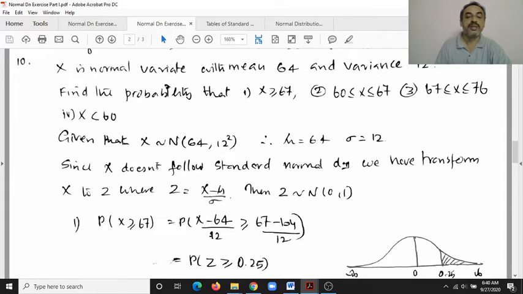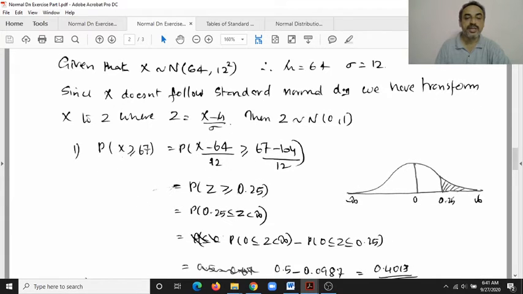Here x has a normal distribution, not standard normal, with mean 64 and variance 12 square. Now the first one is x greater than or equal to 67. Here also, first of all, we transform x to standard normal, or determine the equivalent value of 67 for standard normal.